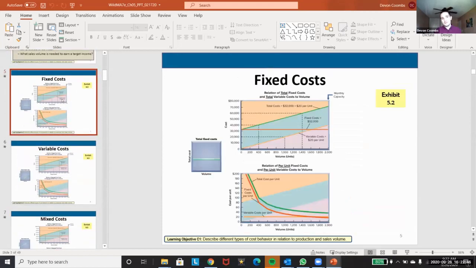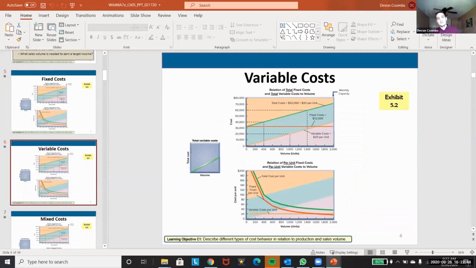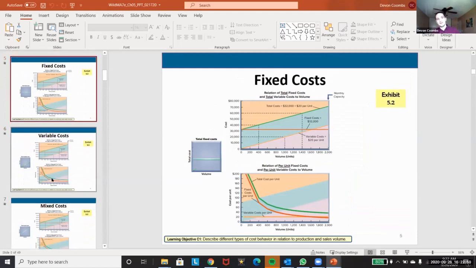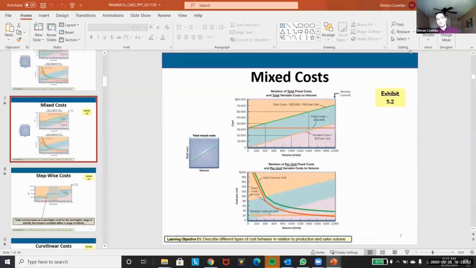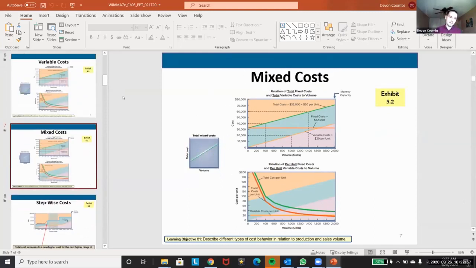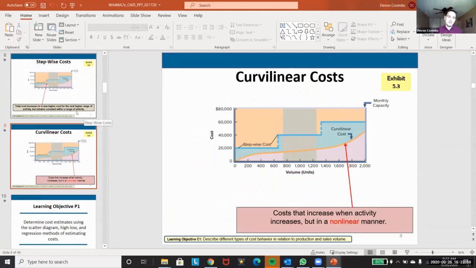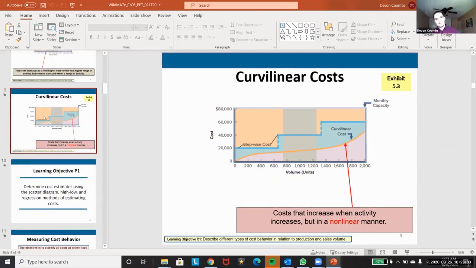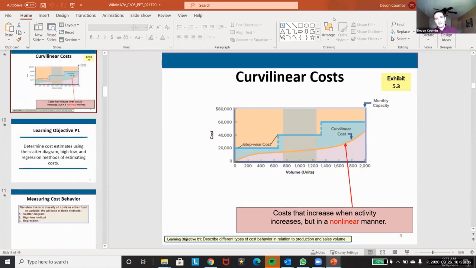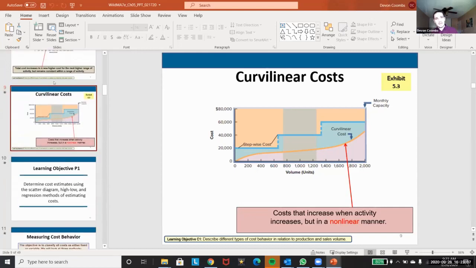Just know that there are these different kinds of cost behaviors, but what I'm going to be focusing on in the test are fixed costs and variable costs. This is what you're going to need to know for your break-even analysis. We'll also be talking about mixed costs a little bit, but that's just variable costs and fixed costs combined. Stepwise and curvilinear costs, we're not going to be testing. I'm happy to answer any questions related to that, though.